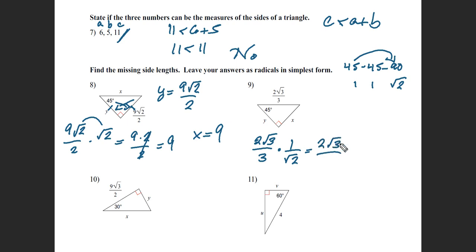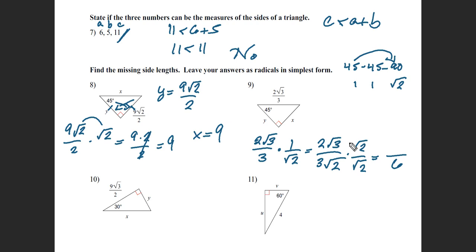We have 2 times the square root of 3, all on 3 times the square root of 2. We've got to get that radical out of the denominator. So we're going to multiply by root 2 over root 2. We'll see some interesting things happen here. Obviously root 2 times root 2 is just 2, so we have 3 times 2 in the denominator, which is 6.